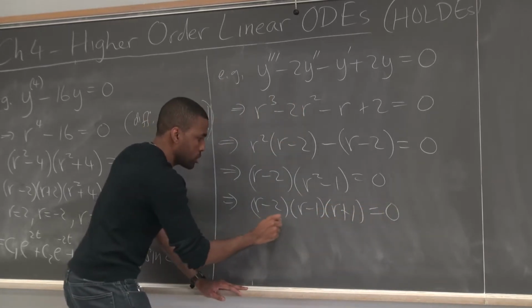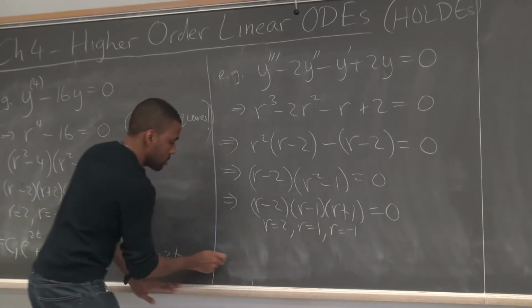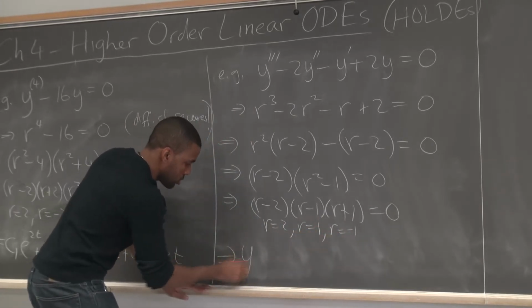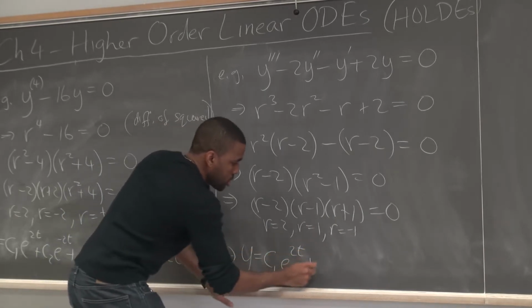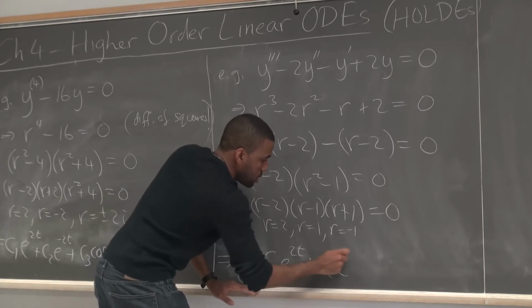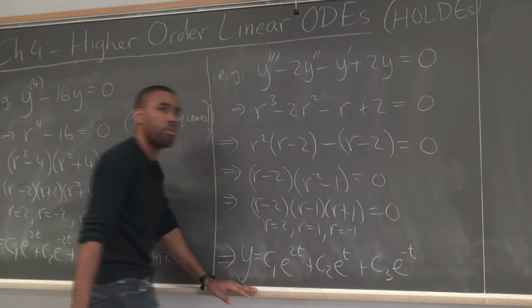So we get r equals 2, r equals 1, r equals minus 1, which means our general solution is c1 e to the 2t plus c2 e to the t plus c3 e to the minus t.